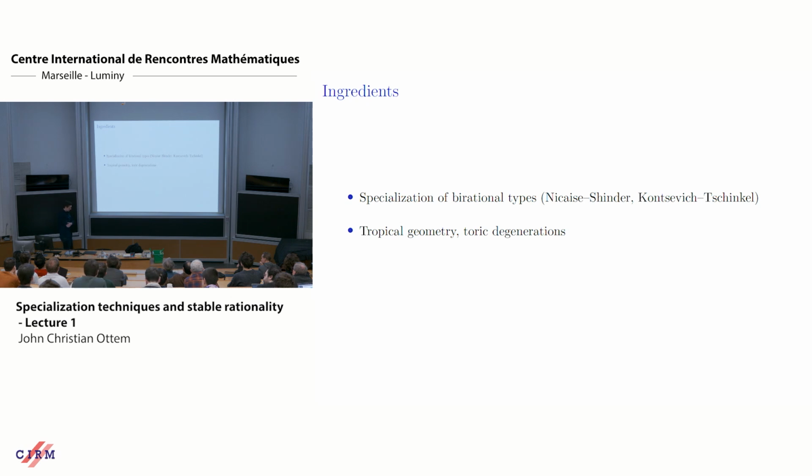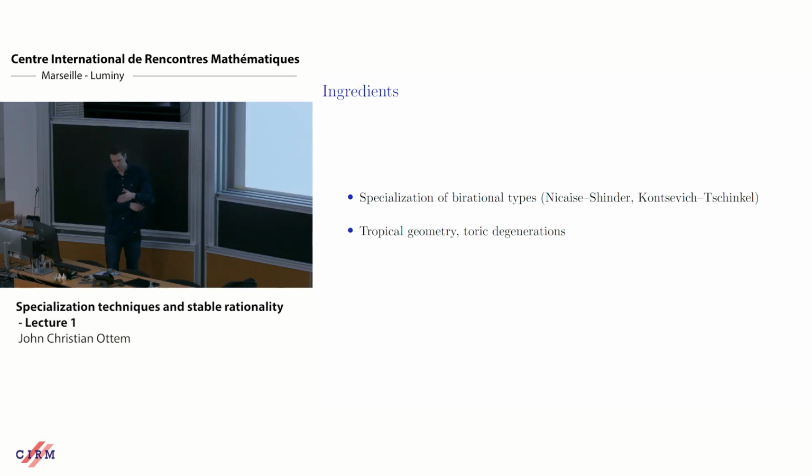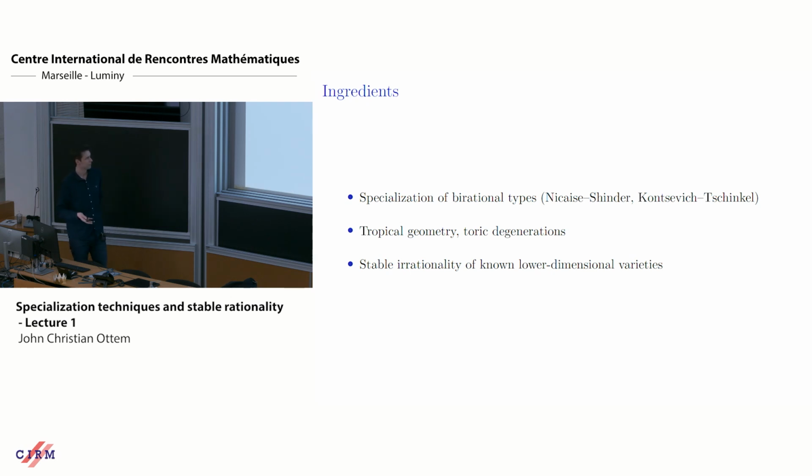Also we need some efficient way to degenerate things, and we use toric degenerations in tropical geometry. And then there's some input of irrationality from lower dimensional varieties. So all three of these ingredients are needed, and I'll try to highlight where they come up.